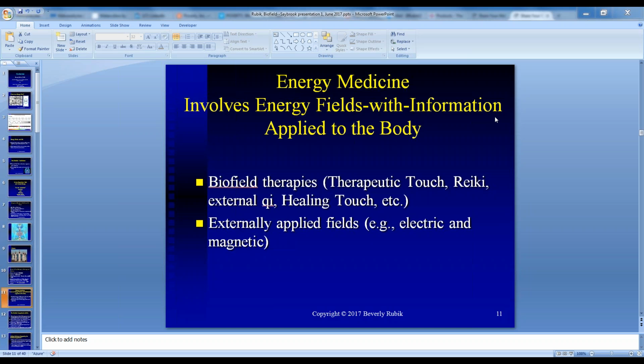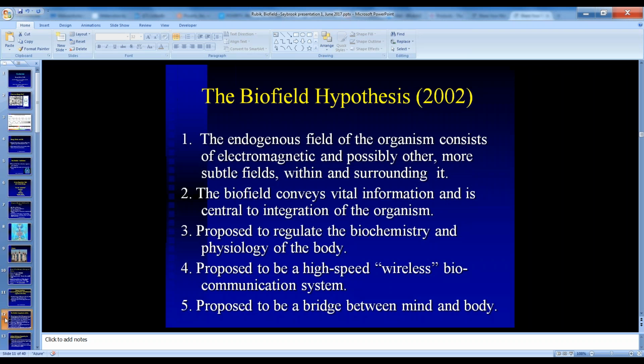And then there are fields that can be applied through devices, electric and magnetic devices, and we'll be spending 1 week on devices per se. Some of them are black boxes. We don't know how they work. Others are very clear how they work, and more of them are becoming more mainstream and FDA approved, but there are a number that probably will never become FDA approved because of the expense of that.